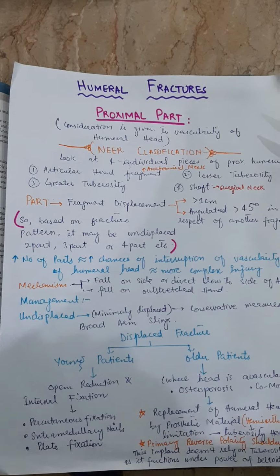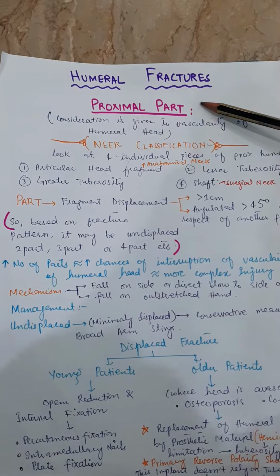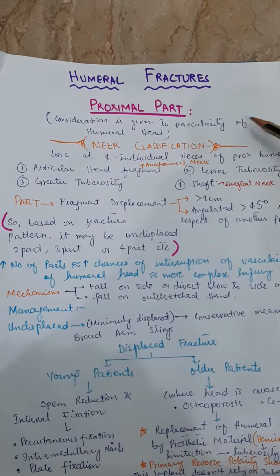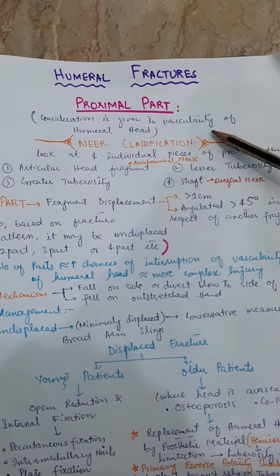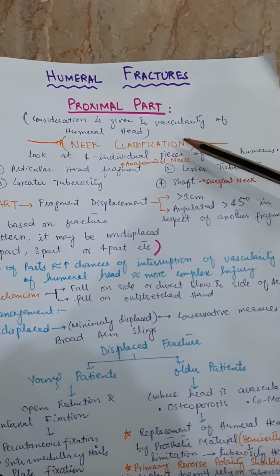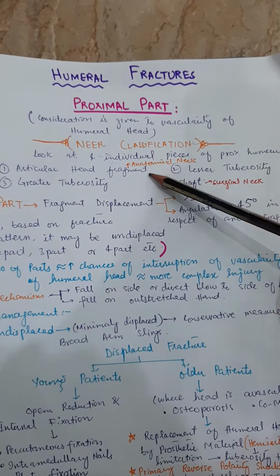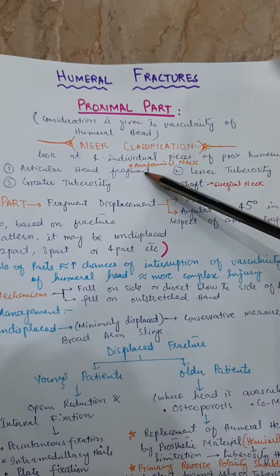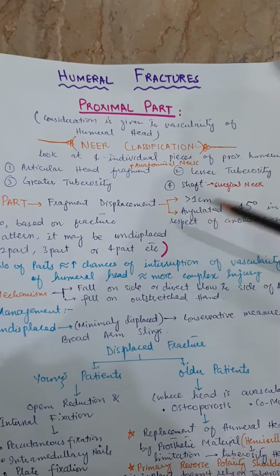Of the proximal part of the humerus. In fracture of the proximal part of the humerus, consideration is given to the vascularity of the humeral head. The most common classification of the proximal humerus is Neer classification, in which we look at the 4 individual pieces of articular head fragment, which mostly denotes the anatomical neck, lesser tuberosity, greater tuberosity and shaft.